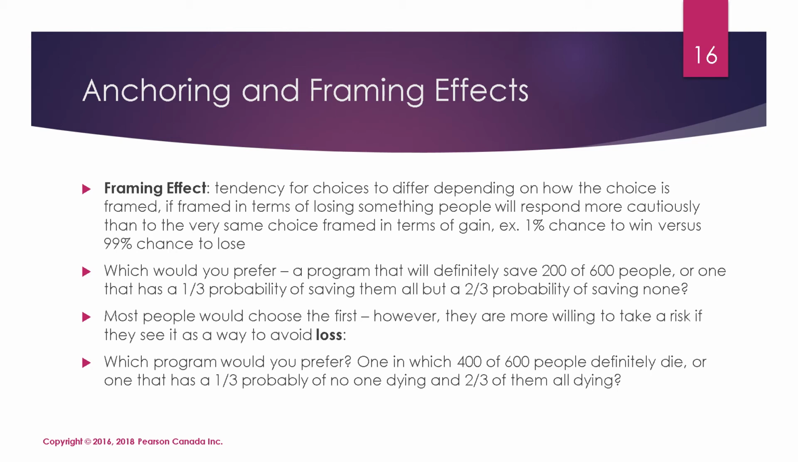However, if we frame it in the opposite way, which one would you prefer? One in which 400 of 600 people definitely die, or one that has a 1/3 probability of no one dying and 2/3 of them all dying. Then a lot of people are more likely to pick the second option, because the first one is framed in terms of what you would definitely lose. So even though it's technically the exact same odds, people tend to pick the first choice in that first scenario, whereas they tend to pick the second choice in the second scenario.